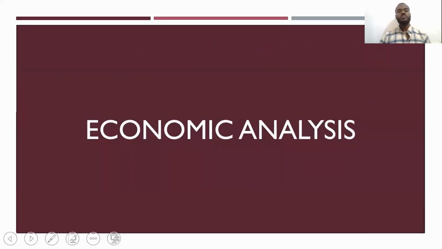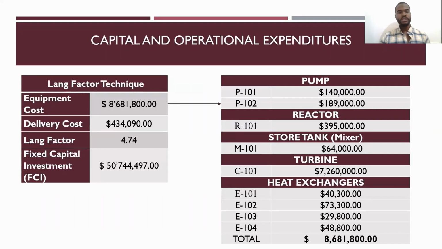So now I'm going to explain about the techno-economic analysis. The cost and the cost flow diagram and value were obtained using that cost. Here we can see the capital and operation expenditure, the land factor technique, the equipment cost. What equipment are we going to use in this process?